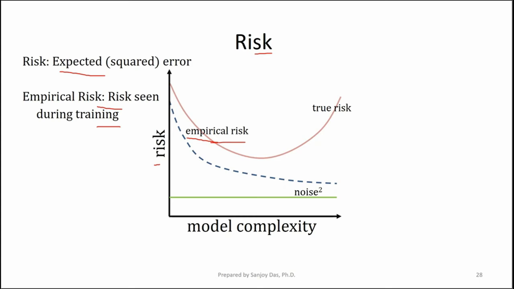This is the noise. The empirical risk is what we call the error due to training samples. And this is the true error. Now we call it the true risk. The x-axis, instead of the polynomial degree, now I'm making it more general. I call it the model complexity, because the higher the degree of the polynomial, the more complex the model becomes.